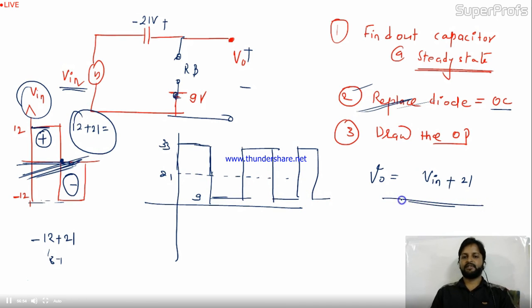Is it okay, friends? So this is all about the clamper circuit. In the clamper, you are adding the DC part, and in the clipper, you are cutting the waveform.